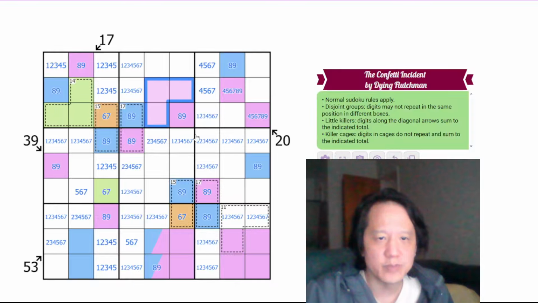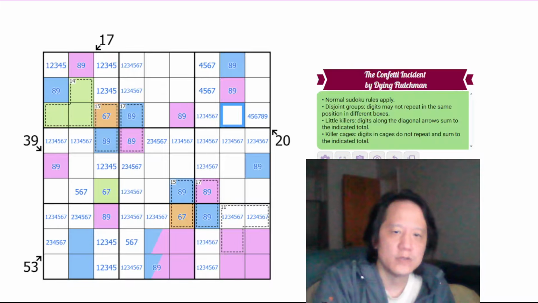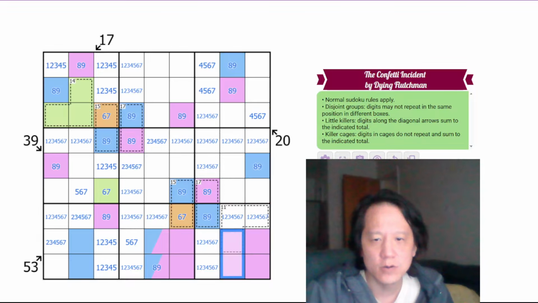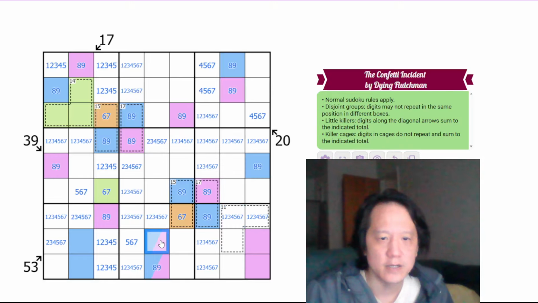Which eliminates the pink 8, 9s here and here. So this has to be the pink 8, 9 here. This cannot be 8, 9. That means pink 8, 9 cannot be here. Pink 8, 9 cannot be here. Pink 8, 9 cannot be here because it's already in the central cell. So this is not pink 8, 9.